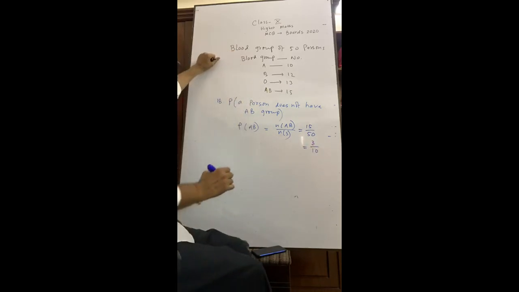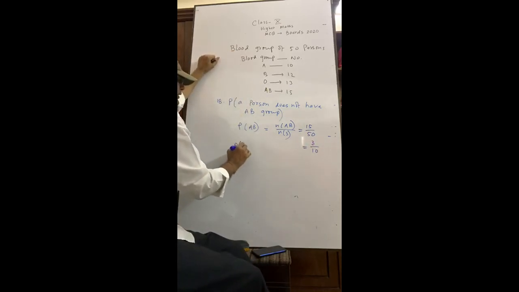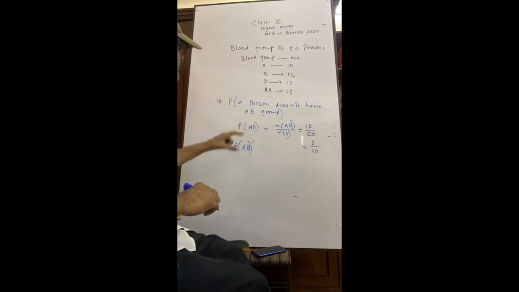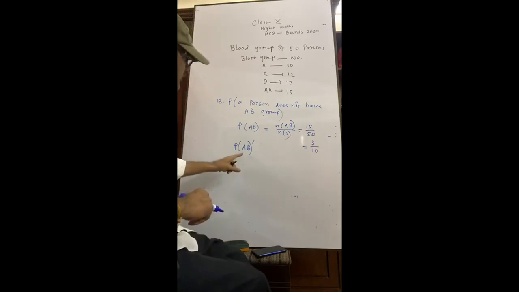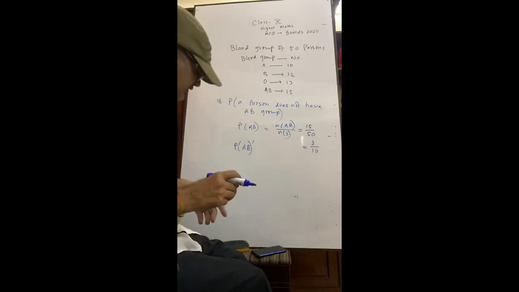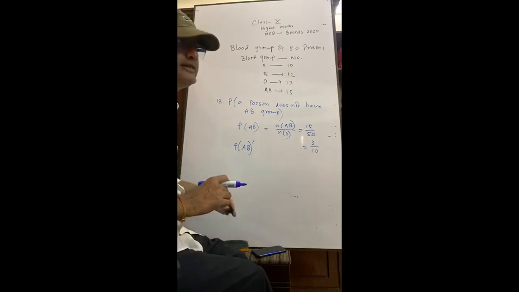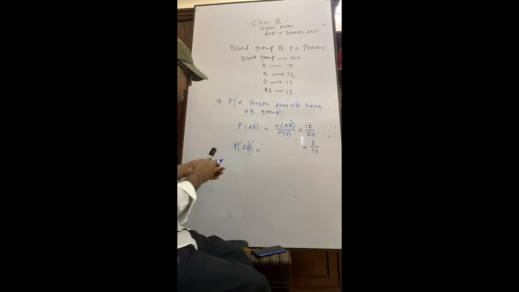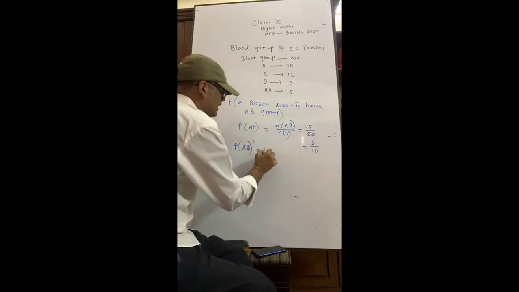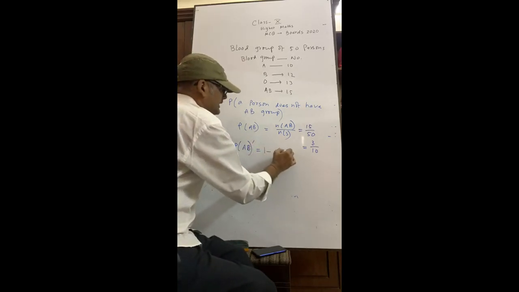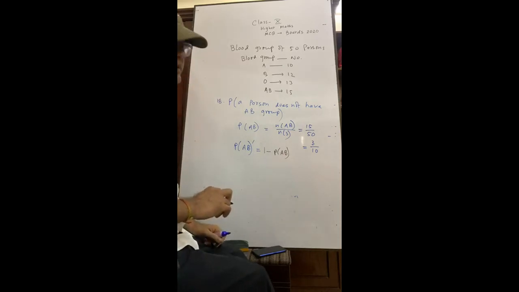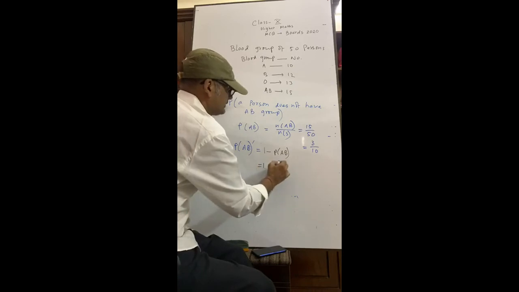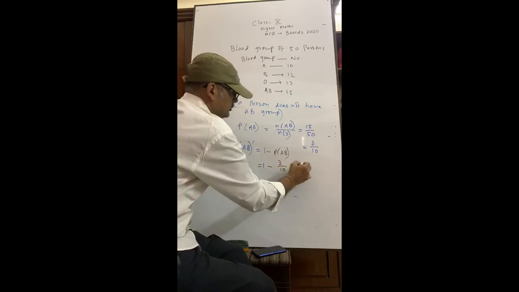But if you write P of AB prime, that a person does not have AB blood group, then what is the result? It is always 1 minus P of AB. You understand? So we can write here 1 minus 3 by 10 is equal to 7 by 10.